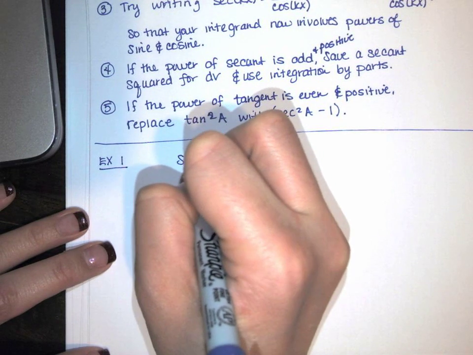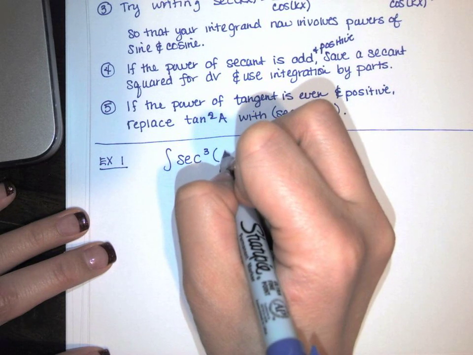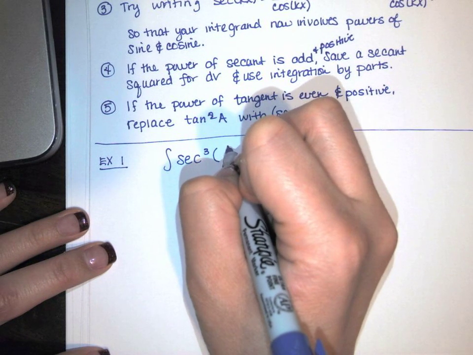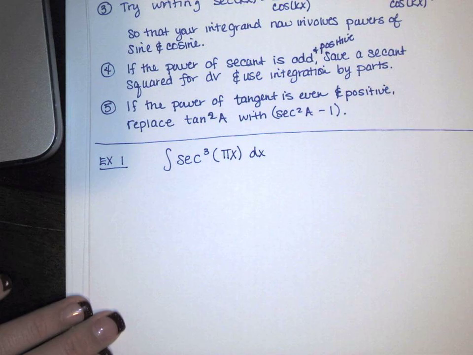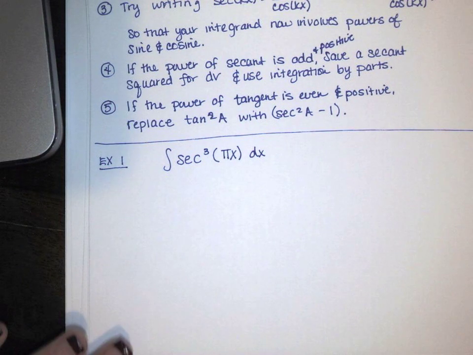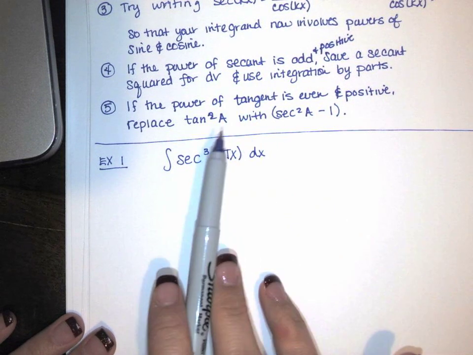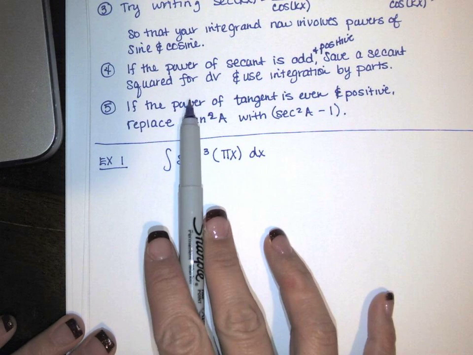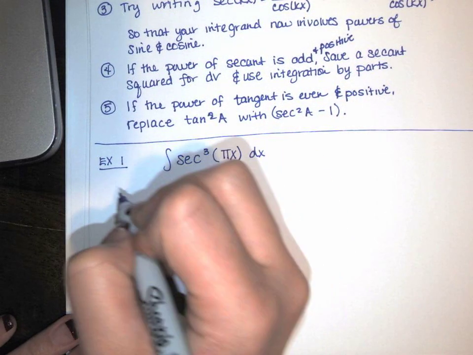Let's say we're looking at secant cubed of, let's say, pi x. Well, since the power of secant is odd and positive, we're guided to try saving a secant squared for dv and using integration by parts.